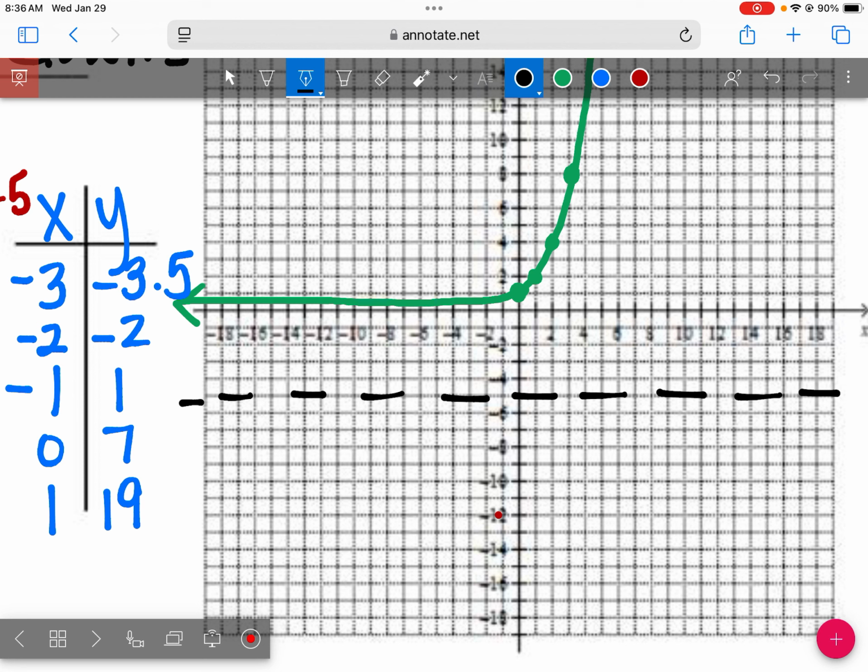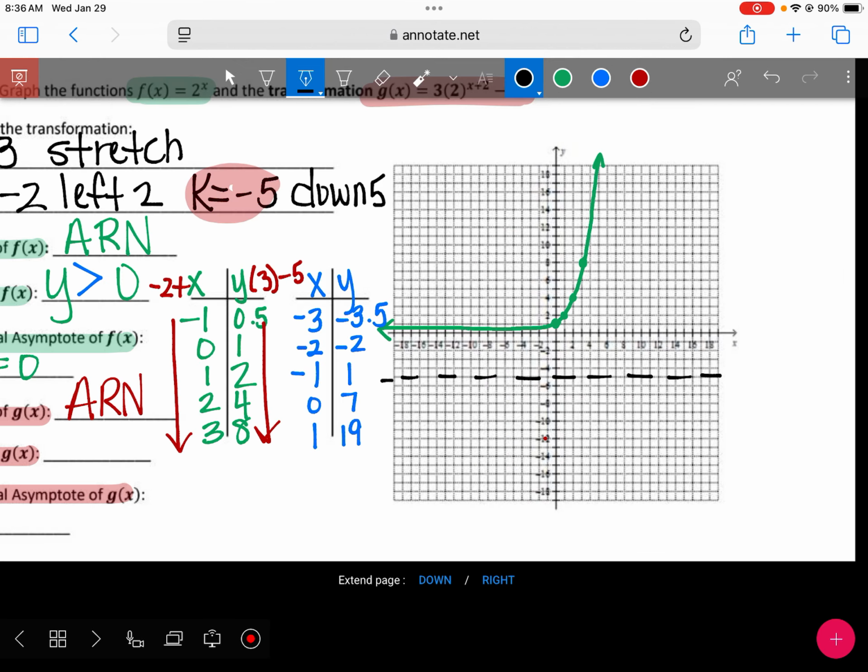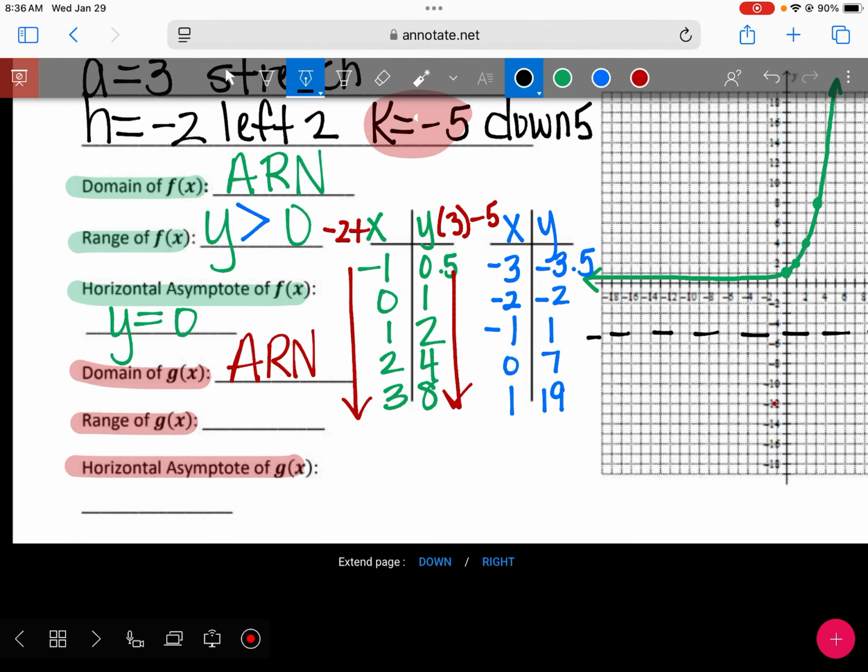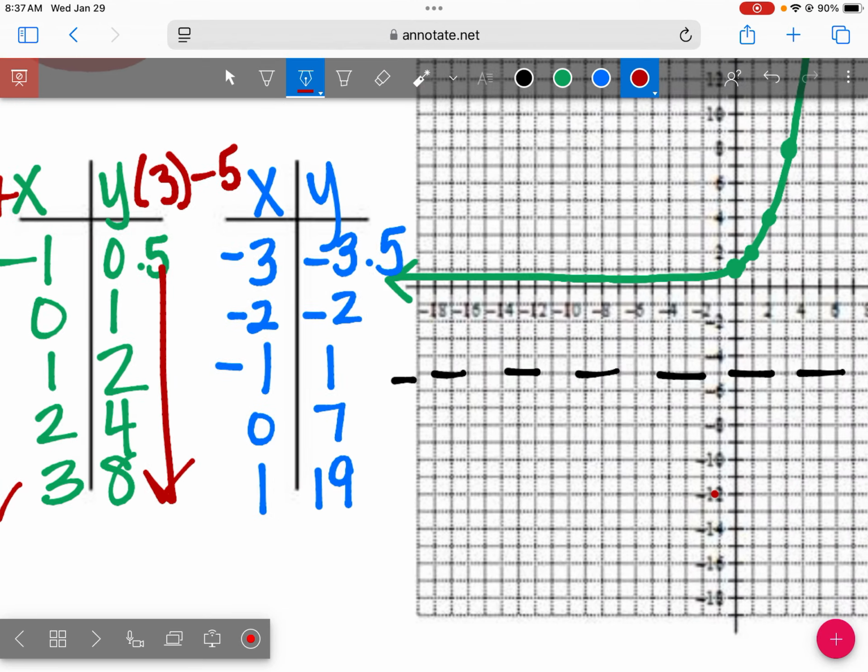Because that's the line that this graph is not going to touch. It's going to sit on top of this line. So the tail is going to sit on top of this asymptote. So our horizontal asymptote is going to be at y equals -5. And now let's go ahead and graph.